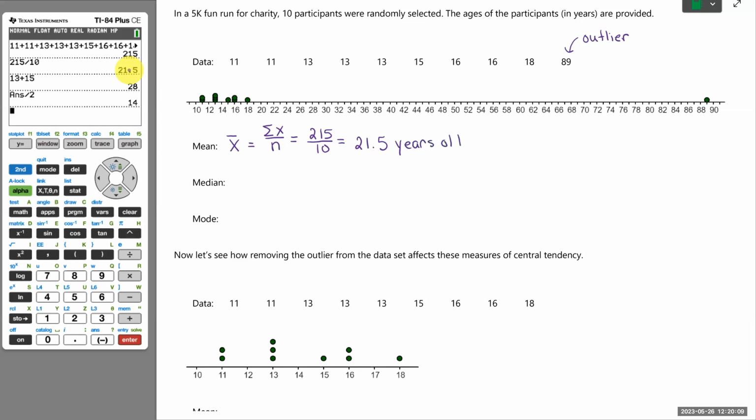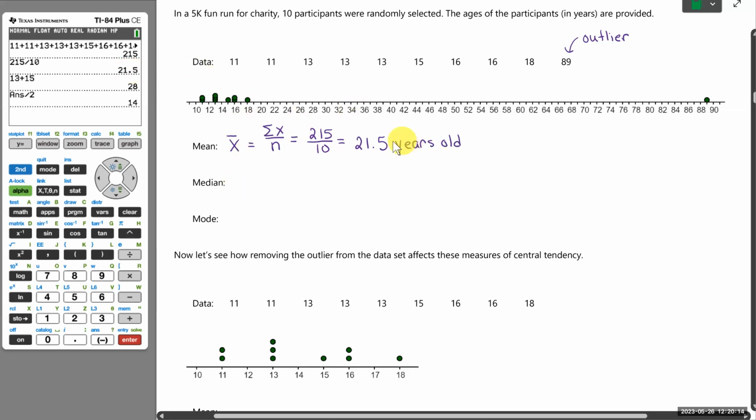Now, if somebody told you the average age of a group of people was 21.5, it might not seem like a very good picture of this data, because if we look at the data, all the participants are actually under 21. So 11 to 18, they're all under 21, except for the outlier. So 21.5 doesn't seem like a very good way to express the ages of these people as a typical value.